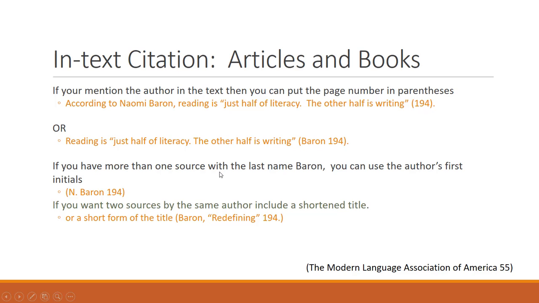Now, if you happen to have more than one source with the last name Barron, you can use the author's first initials to differentiate between the two. If you have two sources by the same author, then you're going to differentiate it by adding a shortened title, which is often the first word of the title.